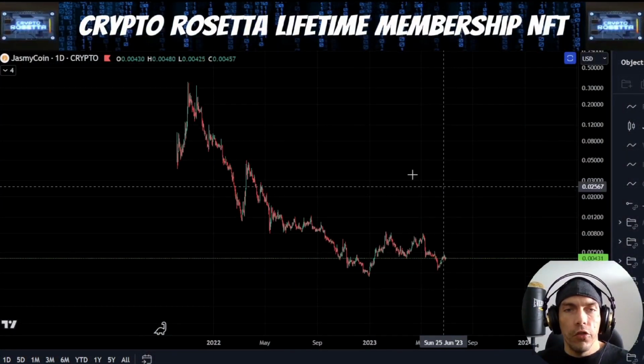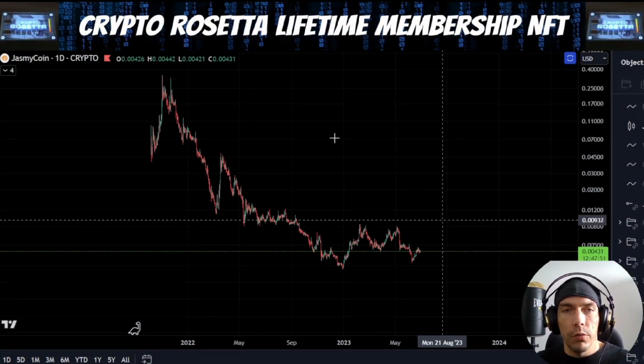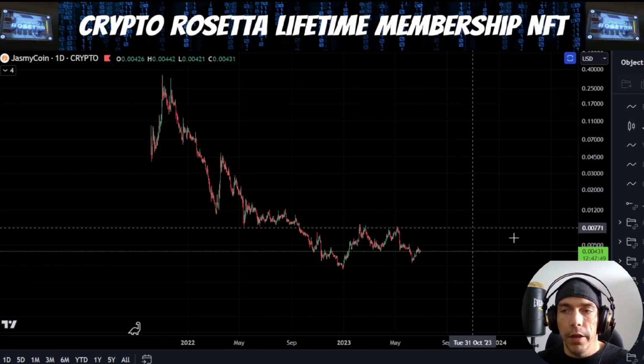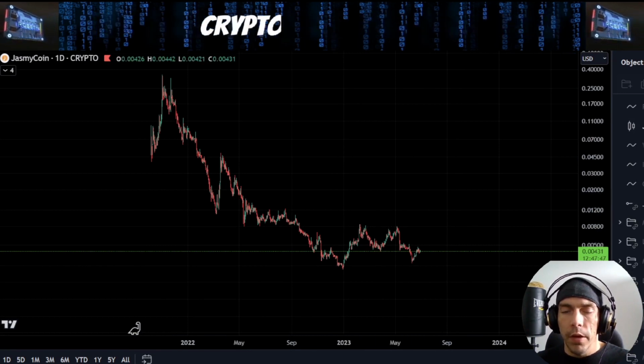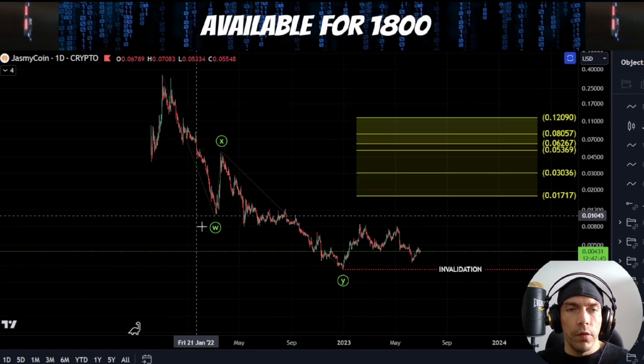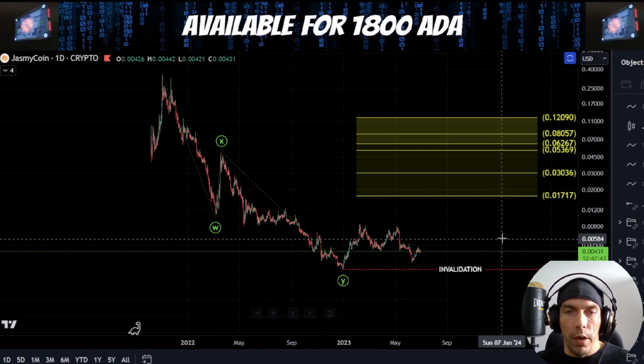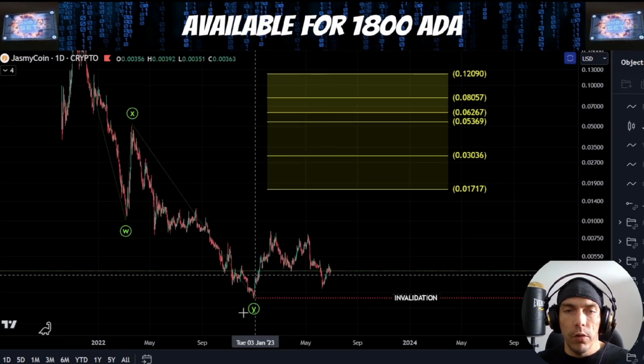Okay, so before we actually jump into the lower time frame counting here, I just want to go over the macros quickly that I'm currently looking at. So we have a couple of options here. This is looking at the potential that we have. This is a WX and a Y into this low, in which case we could actually be completed.